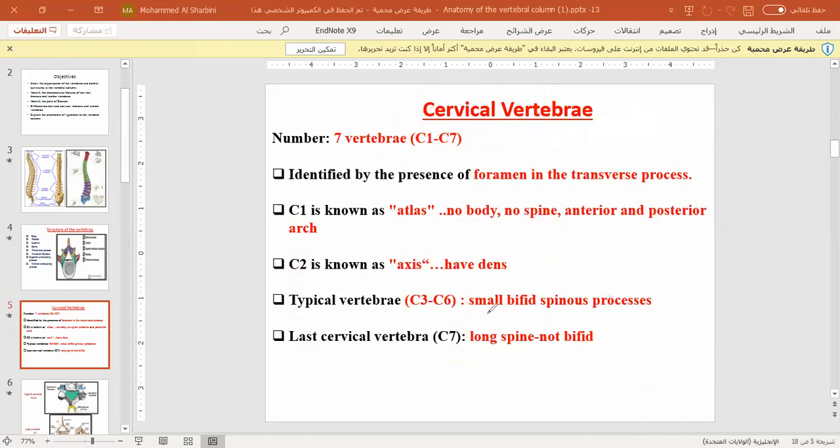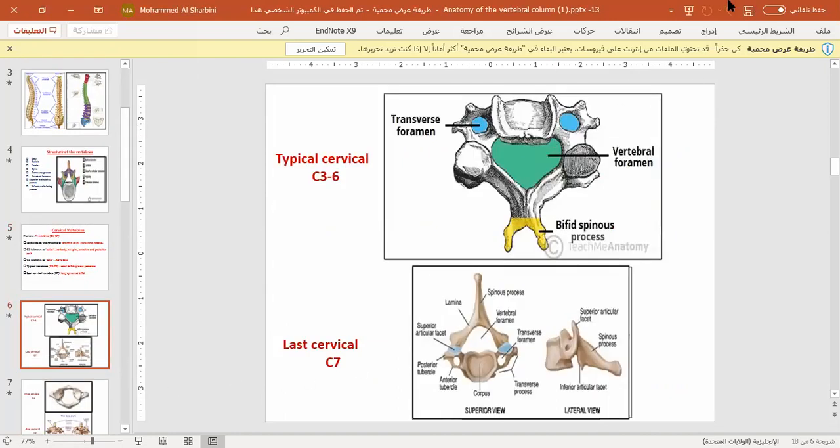This is how to simply differentiate the cervical from the thoracic and the lumbar vertebrae, and also differentiate the cervical vertebrae from each other, like here. Who can identify this vertebra?